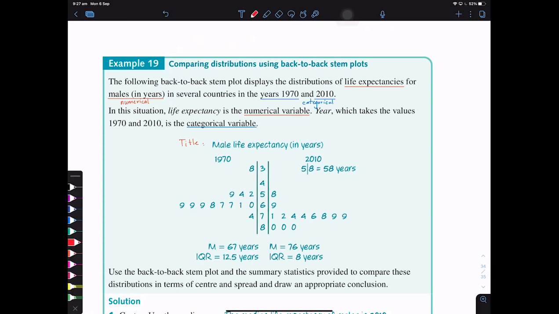I've got another one here. The life expectancy compared to the 1970s to 2010 has increased. According to the stem and leaf plot, the starting value in which the life expectancy starts at is 58, right? Whereas in 1970, the starting value was 38. Okay, so you can see that here. The starting value for the people in 2010 is 58. The starting value is 38.